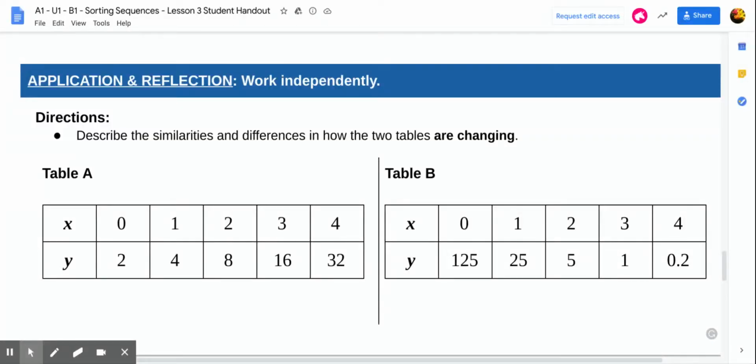Our closure question today: describe the similarities and differences in how the two tables are changing. We have table A and table B. How is the change in the table the same? How is the change in the table different?